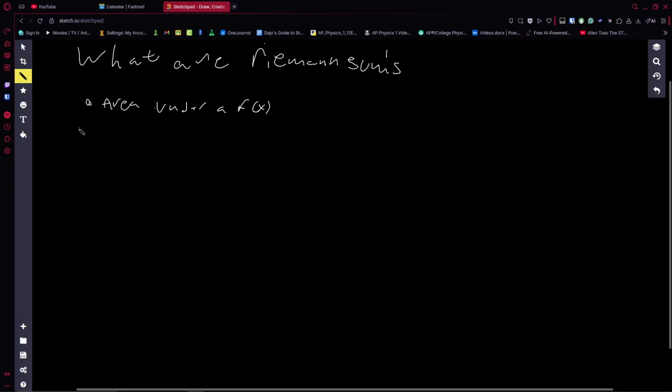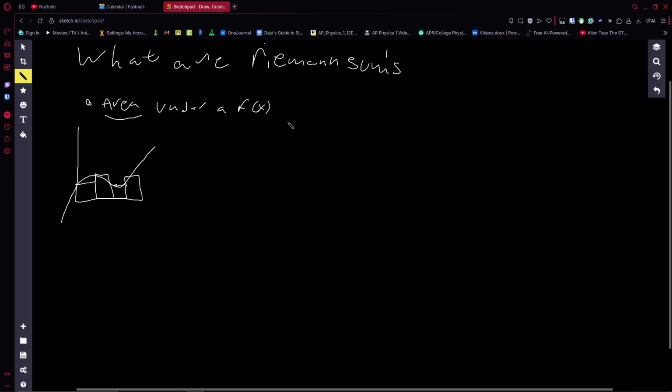For anybody who doesn't know what a Riemann sum may or may not look like, you'll have a function, and then you'll have a bunch of boxes. This is nothing specific, so don't actually worry about what type this is, but you'll have boxes underneath the function. And this will categorize and tell you how much area is underneath that function.